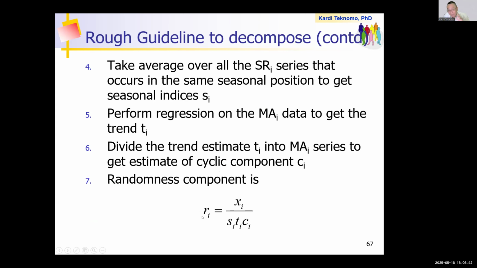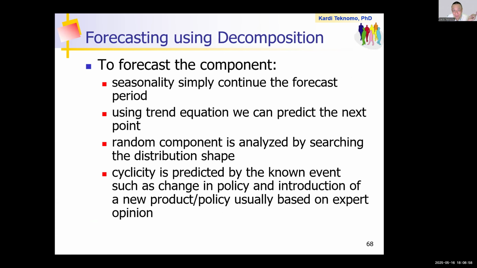Do you understand the meaning of this guide or not? You remove one by one, okay, and then eventually you will get all the components. Once you get all the components, then you can forecast. So to forecast, you forecast one by one also. You forecast the seasonality, which is simply continue the forecast period. You can forecast the trend based on that regression trend that you have.